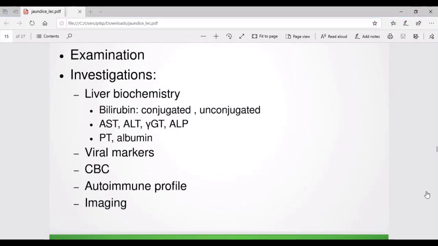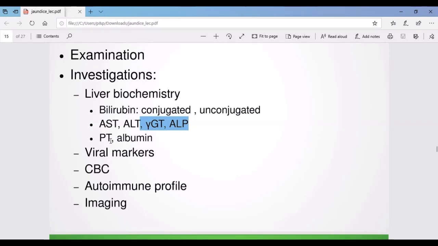Next step after examination is investigations. And we start with liver biochemistry. We check the bilirubin, whether conjugated or unconjugated bilirubin is elevated, so that we can investigate further what is the pathology behind this jaundice. We check the liver enzymes. AST and ALT are usually elevated in inflammation of the liver cells in hepatitis, while gamma glutamyl transferase and alkaline phosphatase are elevated in patients with obstructive jaundice.